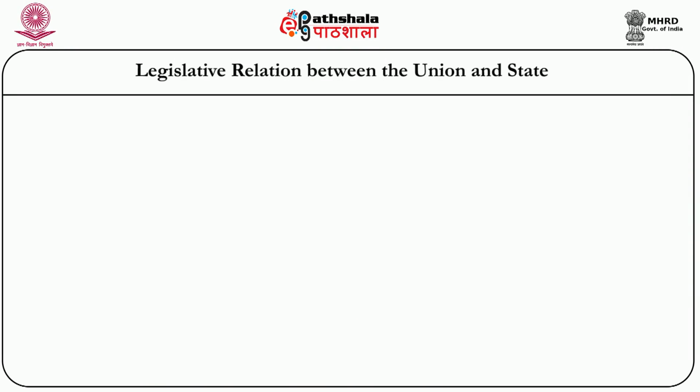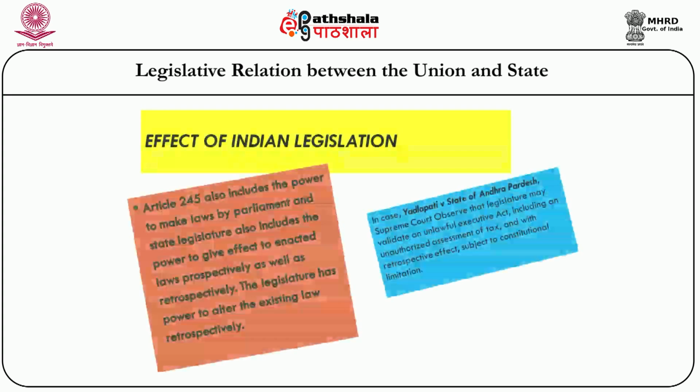Now, after discussing the comparison of the Indian legislative system with different countries, I would like to discuss the effect of Indian legislation. As you know, Article 245 of the Indian Constitution also includes the power to make laws by Parliament and state legislature, to give effect to the enacted laws prospectively as well as retrospectively.